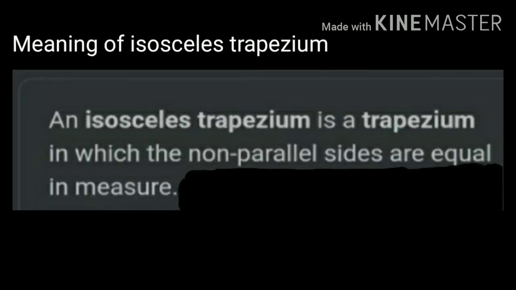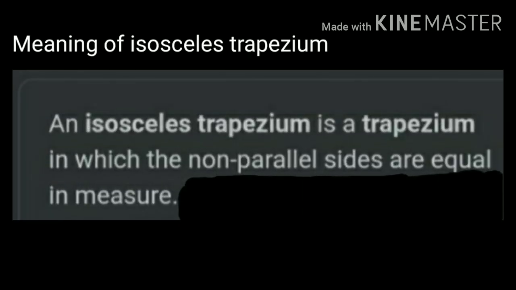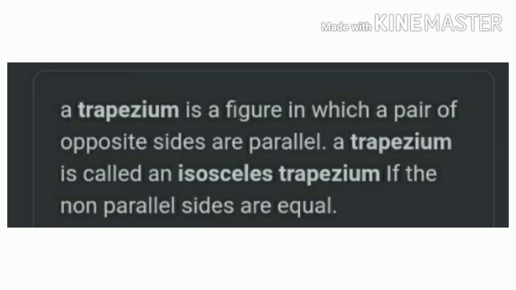Now, let's see the meaning of isosceles trapezium. An isosceles trapezium is a trapezium in which the non-parallel sides are equal in measure. In simple words, children, a trapezium is a figure in which a pair of opposite sides are parallel. A trapezium is called an isosceles trapezium if the non-parallel sides are equal. Okay, children, now I'll explain these meanings with the help of a figure.